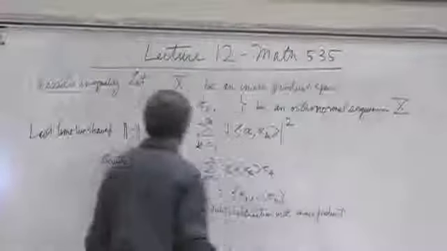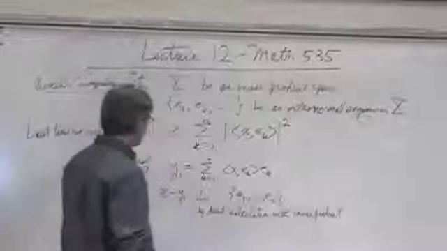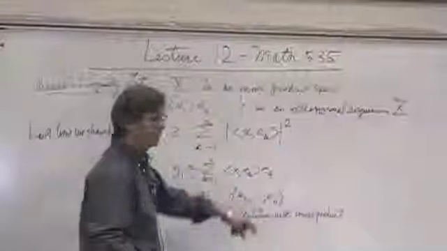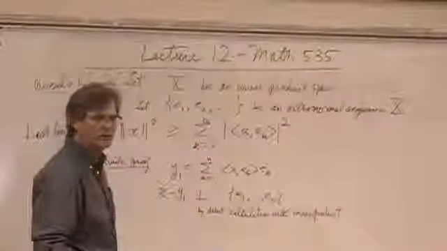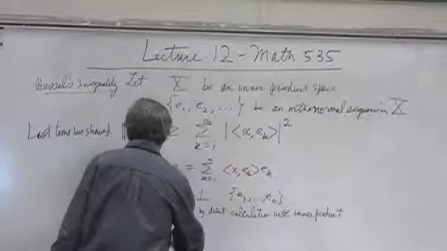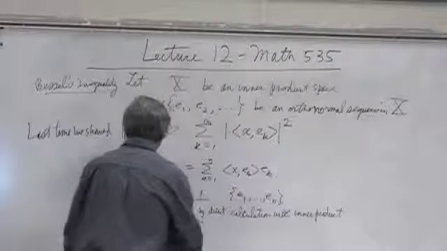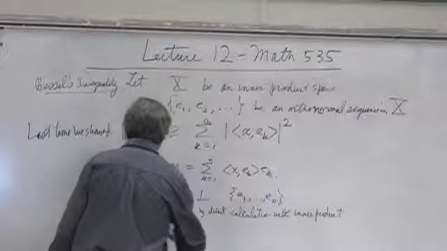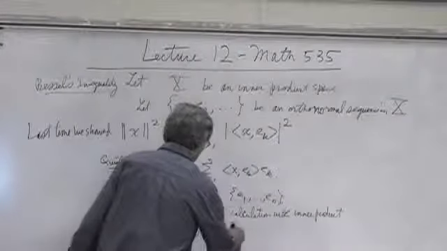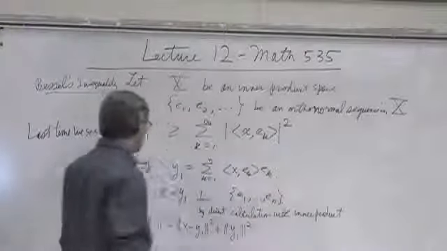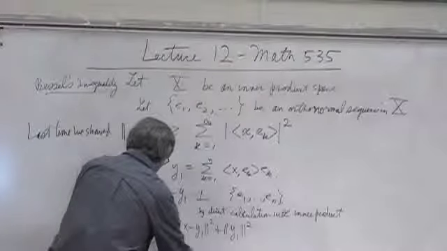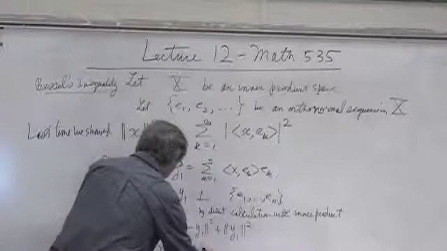And so what would happen after that? Therefore, since y1 is in this space, you've got something perpendicular. This is perpendicular to the subspace generated by those n vectors. So you get a Pythagorean relationship immediately. So you get norm x squared equals norm x minus y1 squared plus norm y1 squared. And so you get, therefore, norm x squared is greater than or equal to the norm y1 squared.